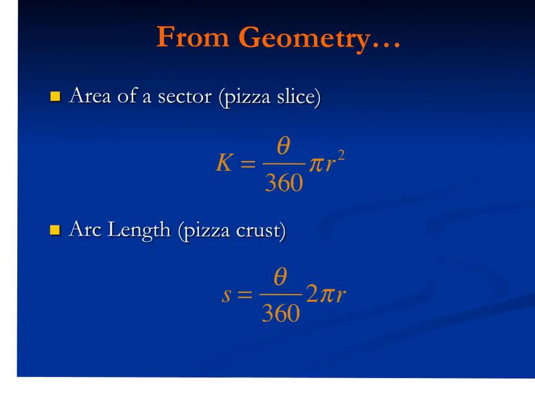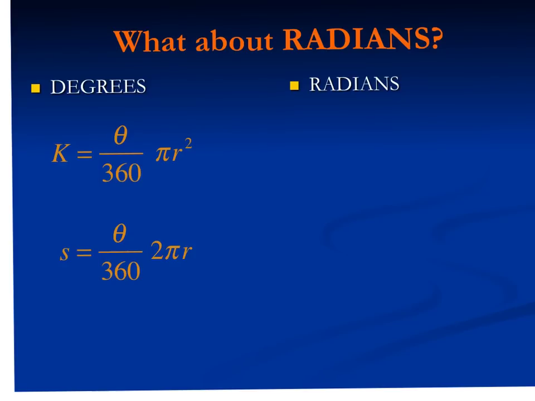Here are the formulas that you learned back in geometry for the area of a sector and the arc length of a circle. Now we need to look at what happens if our central angle is measured in radians. If we try to derive these radian formulas and transfer the ones from degrees to radians, there are a few different ways we can do this. I'm going to stick to converting because that's what we've been talking a lot about.